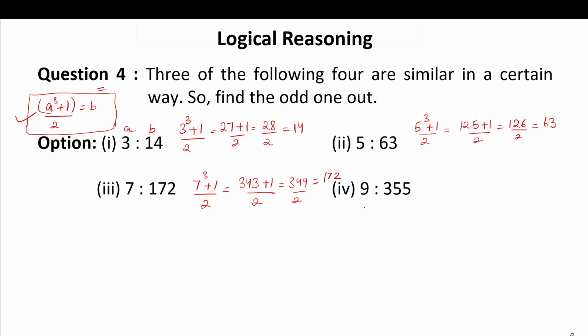This logic is correct for option number 1, 2 and 3. Now let us check for option number 4. So option number 4, 9 cube plus 1 divided by 2. 9 cube is 729 plus 1 divided by 2. So this will be 730 divided by 2. So here I'll get 365. But over here we have 355. Therefore, this is not correct. So, option number 4 will be the odd one out because it does not follow the same logic as others. Clear?